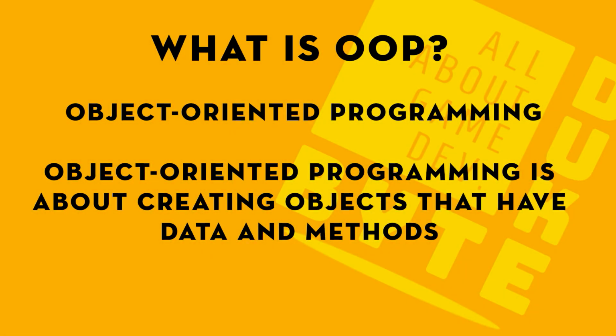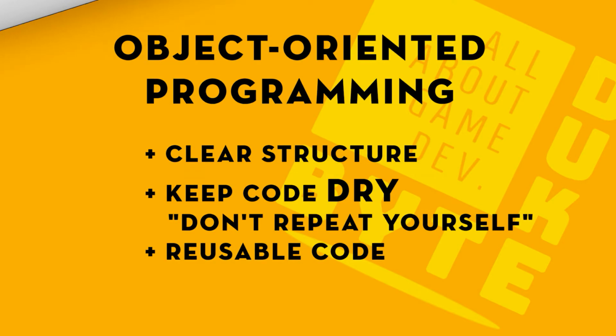In this tutorial, we will learn about classes, objects, and object-oriented programming. What is OOP? OOP stands for Object-Oriented Programming. Procedural programming is about creating methods that perform operations on the data, and object-oriented programming is about creating objects that have data and methods. OOP provides a clear structure.